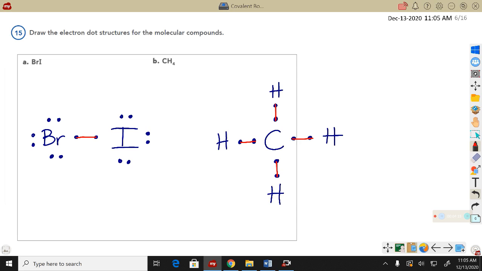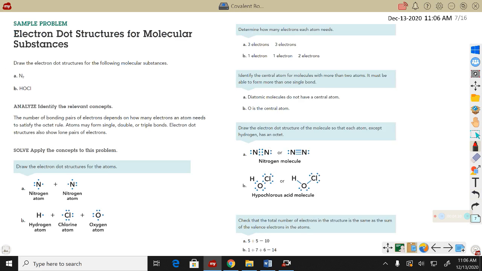So somebody like carbon, you can play with a little more. Carbon can take 4 bonds. And so it could be a combination of single bonds, double bonds, and triple bonds. But then other elements are a little more predictable, like hydrogen and halogens. Single bonds forever. Okay, so here's a couple examples. They want us to draw nitrogen, N2, and this HOCl molecule.